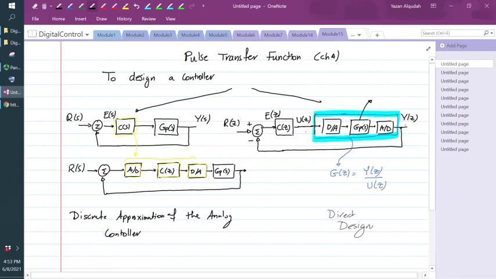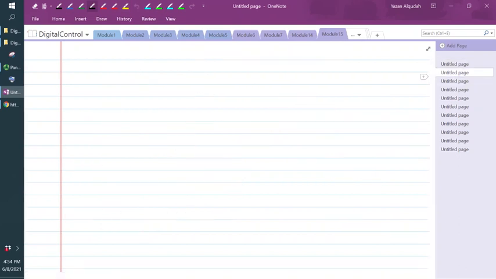However, I want to be able to get the equivalent of the output Y of Z, which is if I were to take the output of the plant and convert it to a digital signal. If I were to take the digital signal that is coming out of the controller and convert it to an analog signal, I want to be able to find the transfer function between Y of Z and U of Z. And therefore, this is what we're going to be calculating or introducing in this module: how to calculate G of Z, that is Y of Z over U of Z. Okay, so with that, let's start our topic, the pulse transfer function.